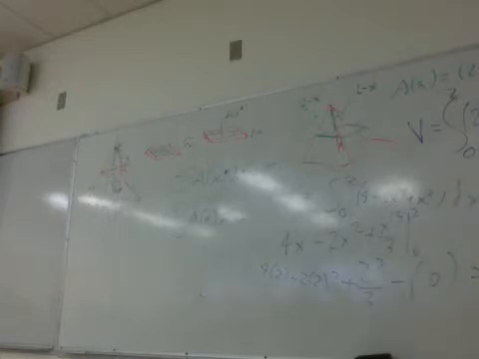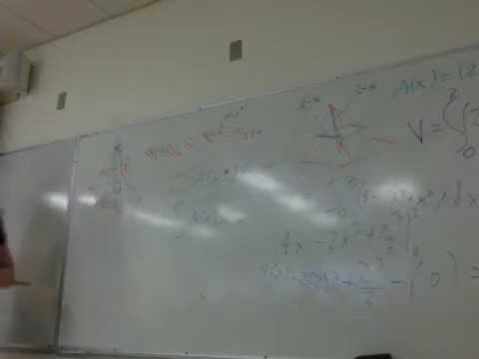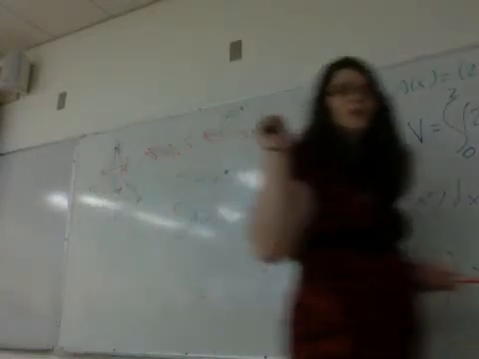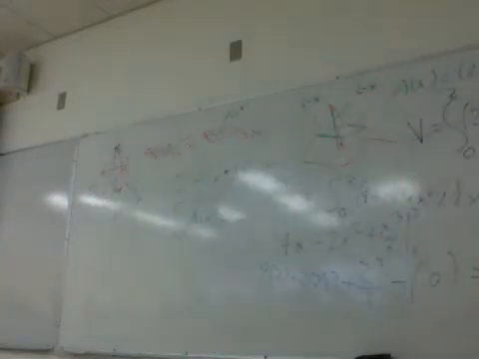So the final volume is just 8/3. And if you know the formula for volume of a pyramid, you can find it that way. It should give you the same answer. Any questions about example 1?